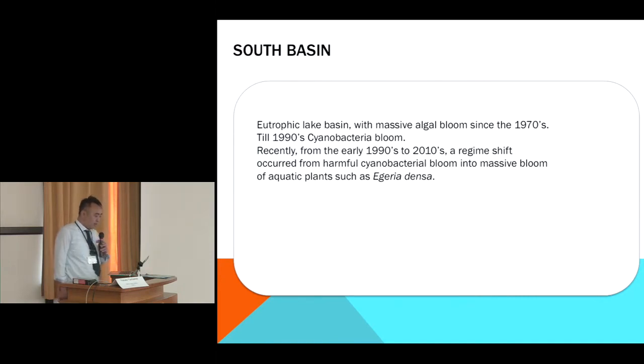from harmful cyanobacterial bloom into a massive bloom of aquatic plants such as Egeria densa. It's a very popular macrophyte. And that causes significant difficulty when you make an assumption.